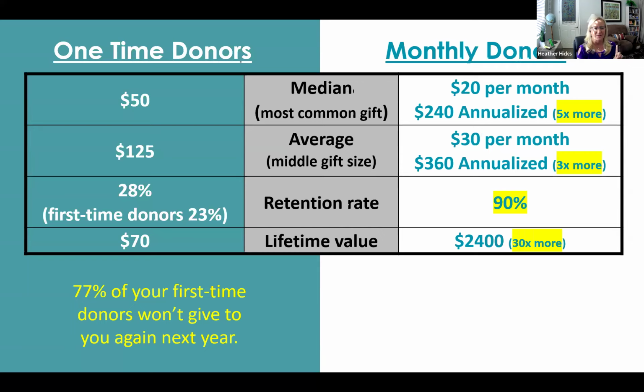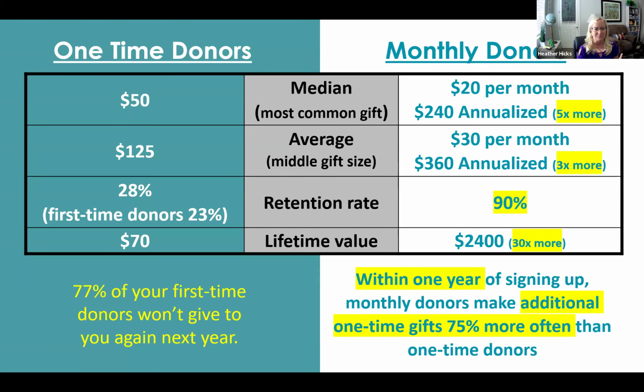But wait, there's more. So look at this. When you think of monthly donors, sometimes you think, well, they're signed up, they're giving consistently. I don't want to bug them. I don't want to have them be overcommitted. But look, this is what it says. Within 1 year of signing up, monthly donors tend to make additional one-time gifts 75% more times than one-time donors. So not only are they giving regular small gifts, but they're also more likely to give that additional gift going forward. That's saying something.